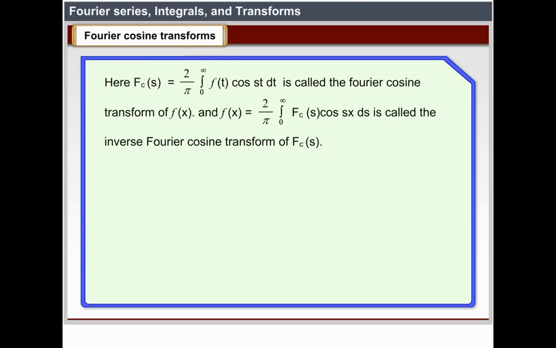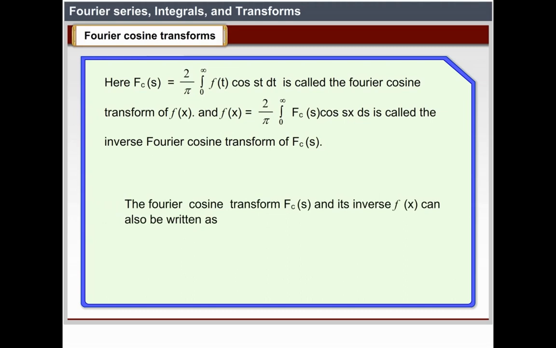Here capital Fc of s equal to integral 0 to infinity f of t into cos st into dt is called the Fourier cosine transform of f of x, and f of x equal to 2 by pi integral 0 to infinity Fc of s into cos sx into ds is called the inverse Fourier cosine transform of capital Fc of s.